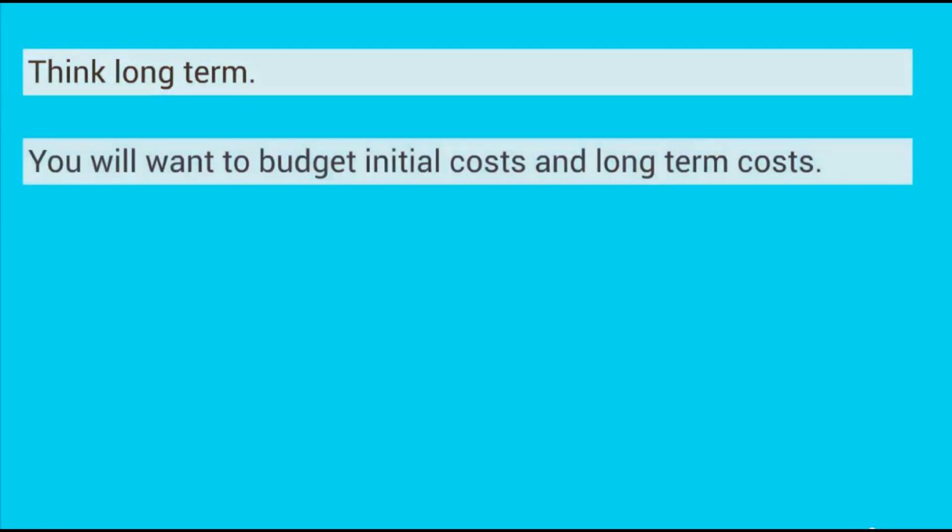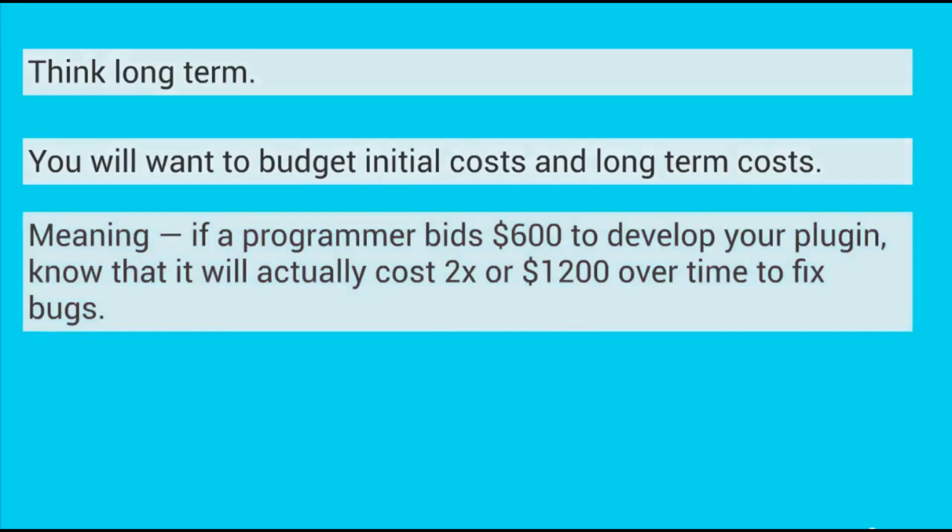You will want to budget the initial costs and the long-term costs. Now, what do I mean by that? This is what usually happens. If a programmer bids, let's say, $600 to develop your plugin, know that in reality it actually costs 2 times that. So normally it would cost $1,200 over time to fix bugs.